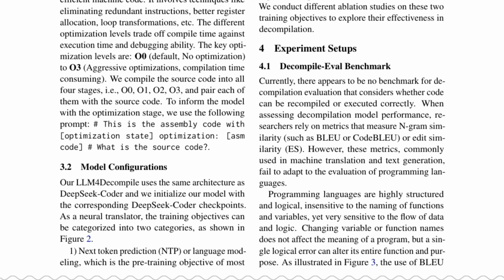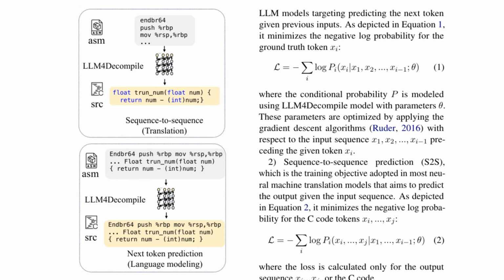1. Next token prediction, NTP or language modeling, which is the pre-training objective of most LLM models, targeting predicting the next token given previous inputs. As depicted in Equation 1, it minimizes the negative log probability for the ground truth token x_i. See Formula 1, where the conditional probability p is modeled using the LLM4Decompile model with parameters theta. These parameters are optimized by applying gradient descent algorithms with respect to the input sequence x_1, x_2, to x_(i-1) preceding the given token x_i.